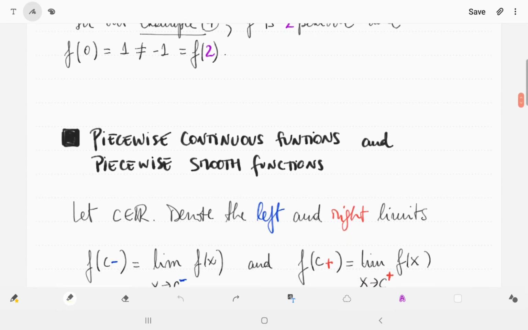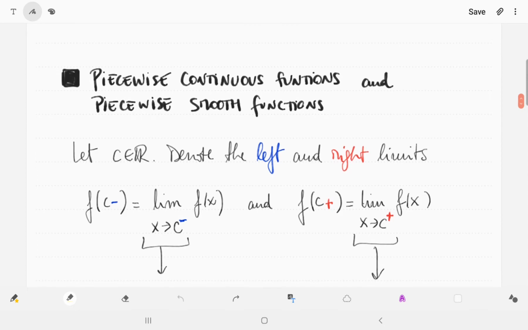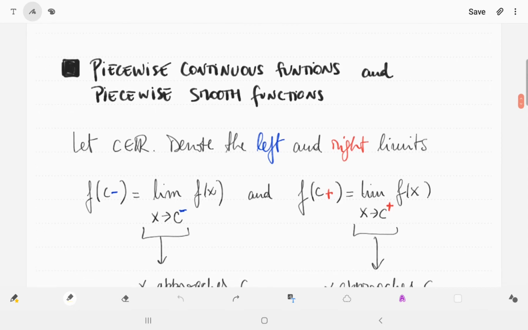Okay, so piecewise continuous functions and piecewise smooth functions. This part is important for you to get the idea of what a piecewise continuous function and a piecewise smooth function are, but we are not going to really work on this smoothness and continuity. Maybe we are going to work more on continuity, but not that much on the smoothness. It's just something you can have an idea of, but don't worry about this too much.